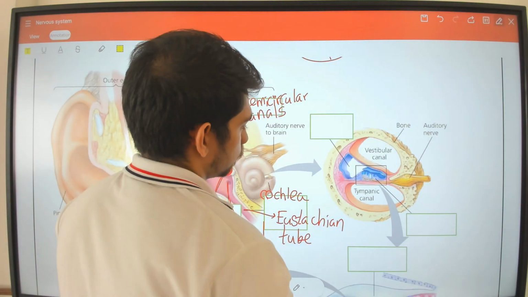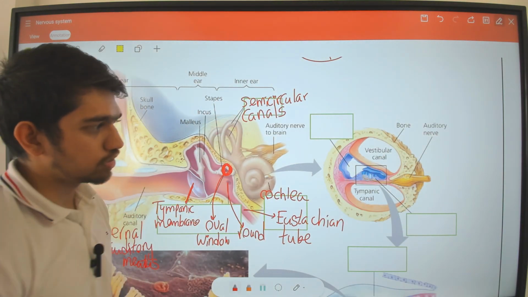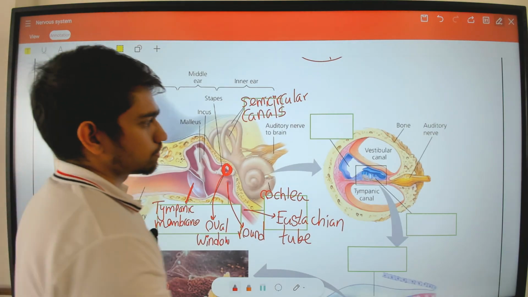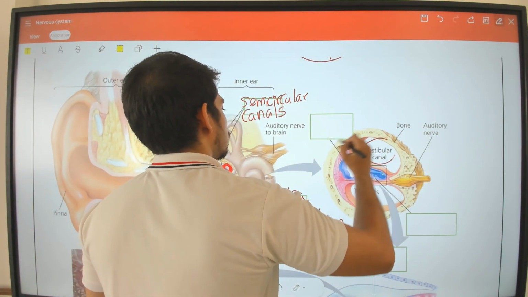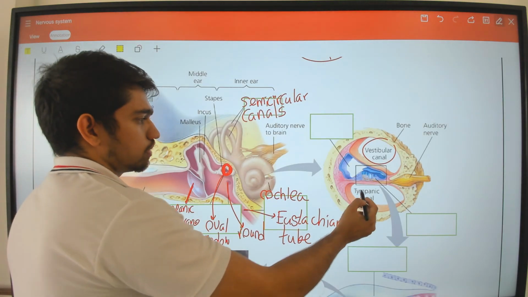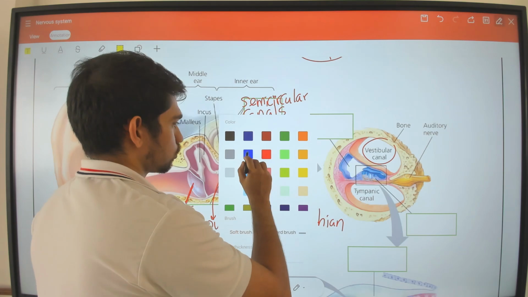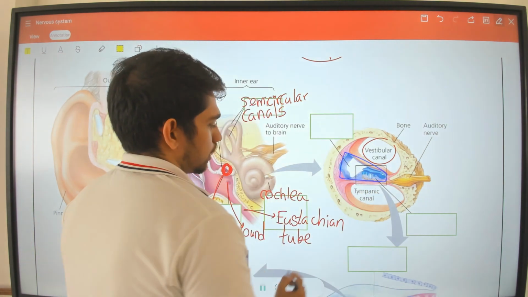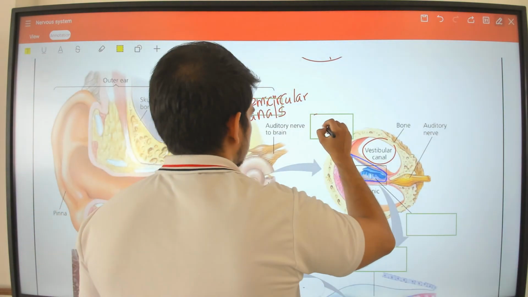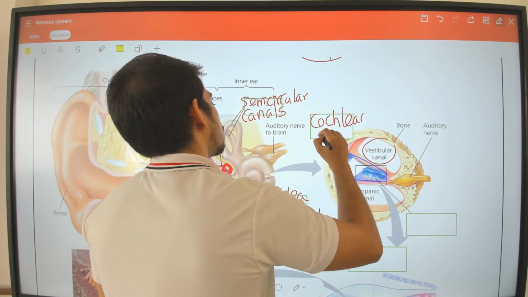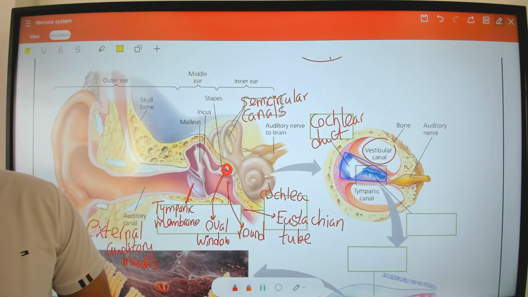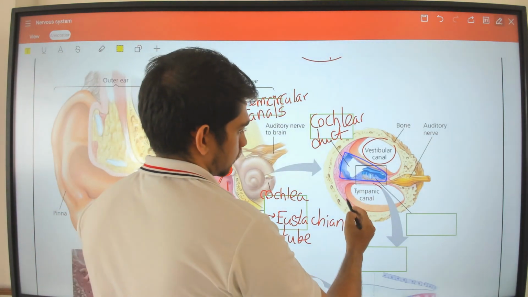Then we move on to this cross section of the cochlea. You can see, right? Let's label this cross section. The upper canal is called the vestibular canal, and the middle one, which is functionally most important, is called what? Yes, that is called the cochlear duct. And the bottom one is called the tympanic canal. It's already given.